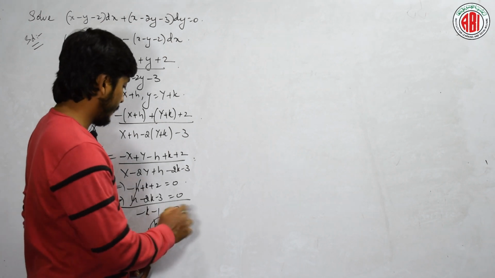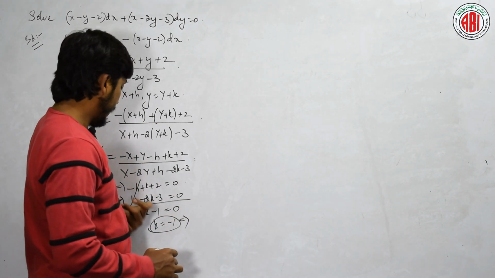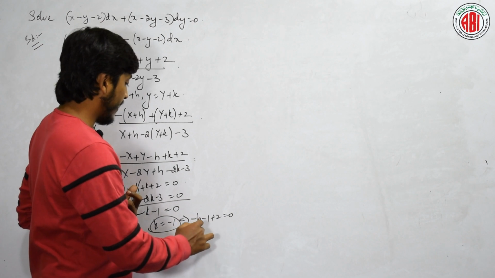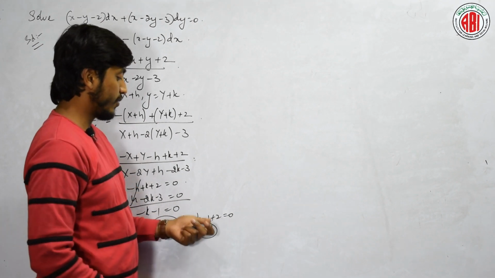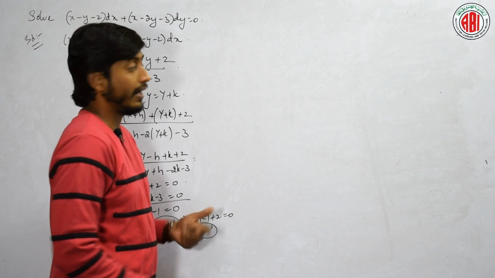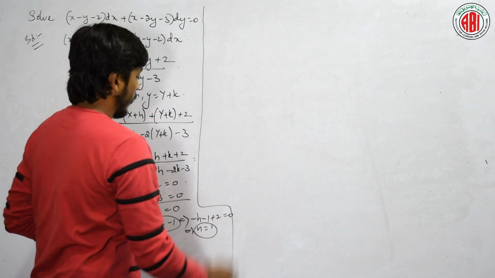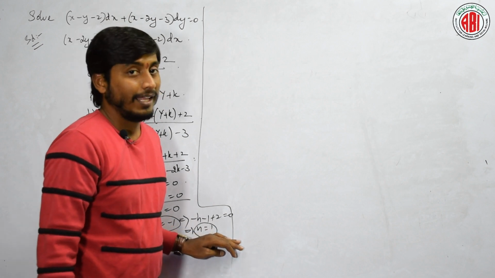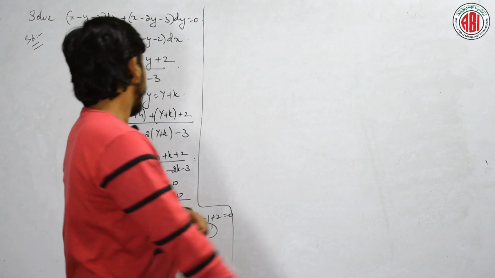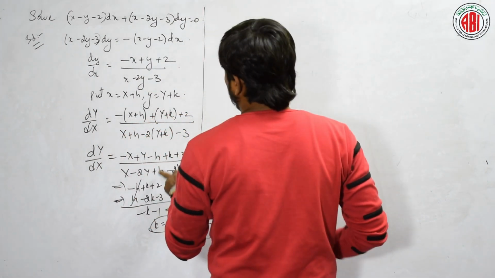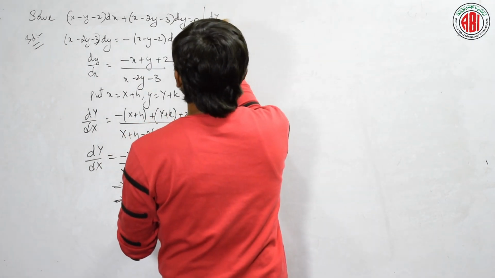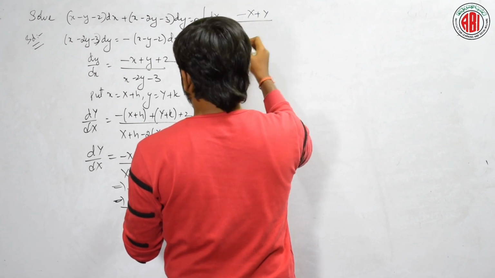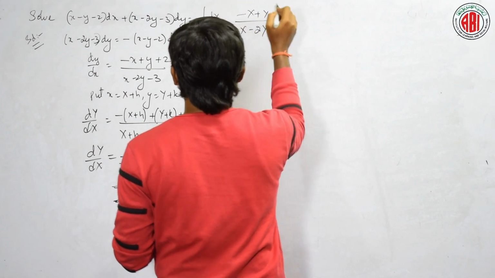Just substitute it here. What do I get? Minus h minus 1 plus 2. Therefore, the value of h is 1. 2 minus 1 is 1. If this whole h goes that side, I will get the value of h as 1. Is it right? Do you understand till here? Good. Next, we have made these two constants zeros. So, what will be our dy by dx? Our dy by dx is minus x plus y by x minus 2y.